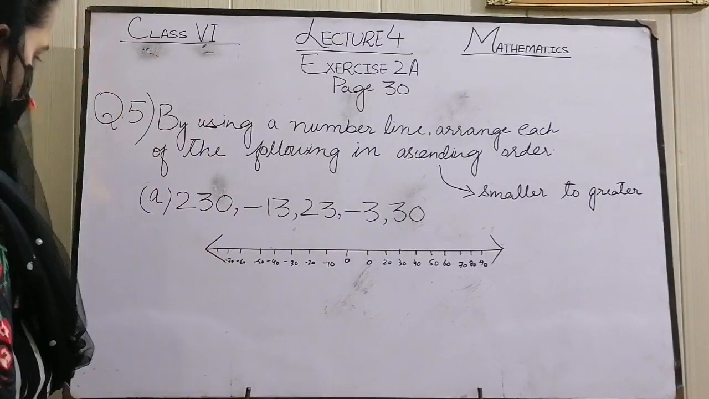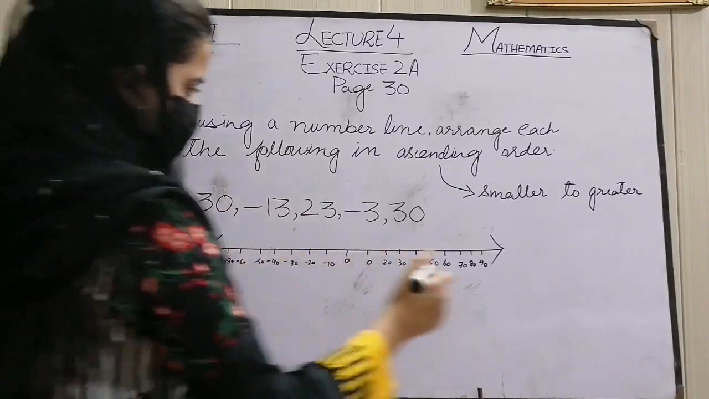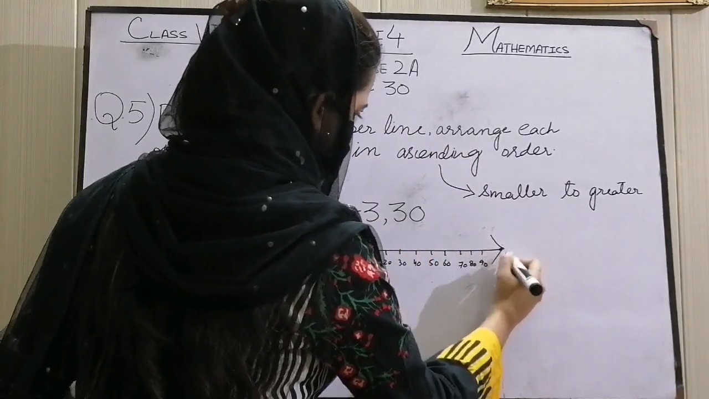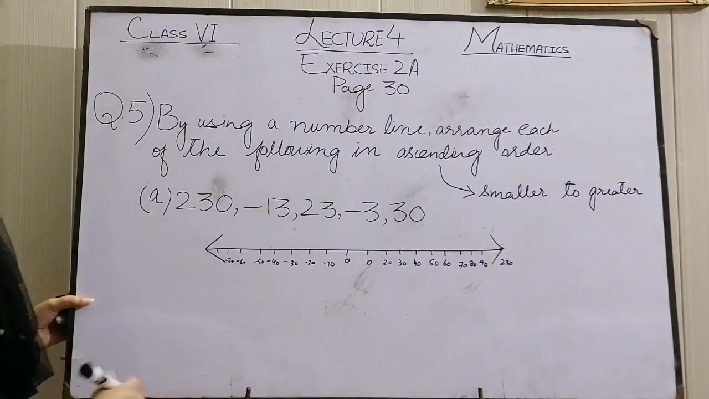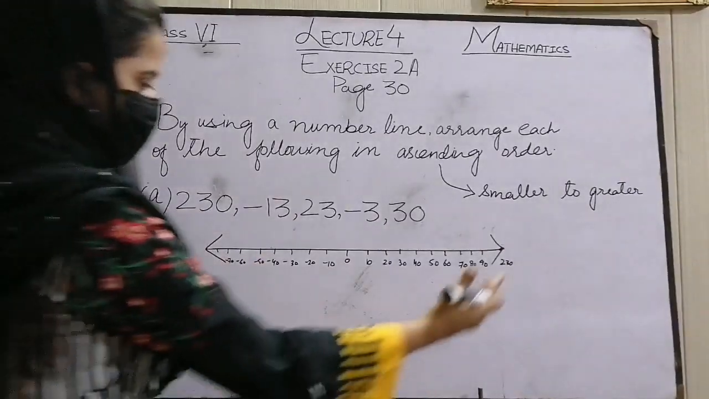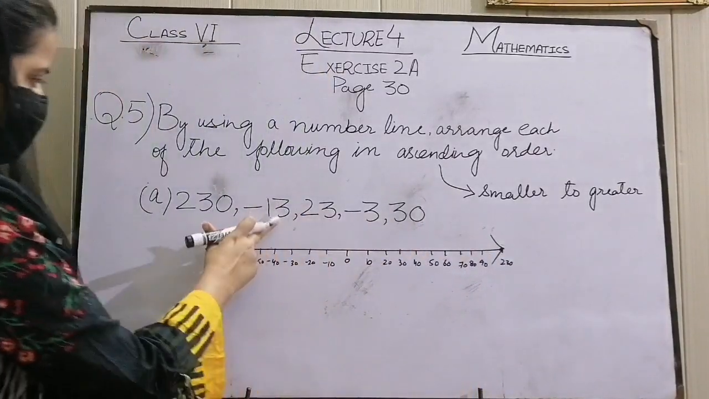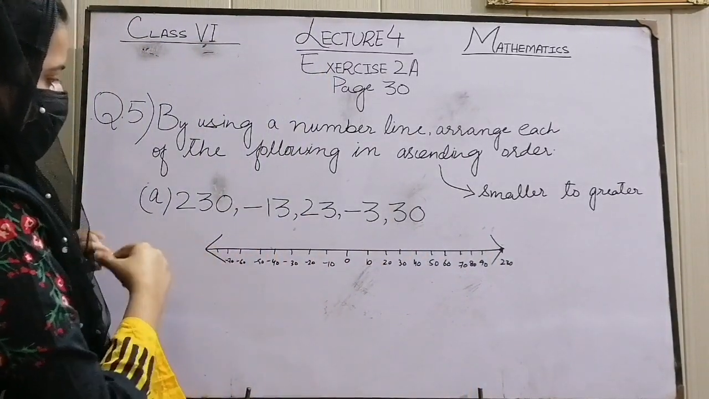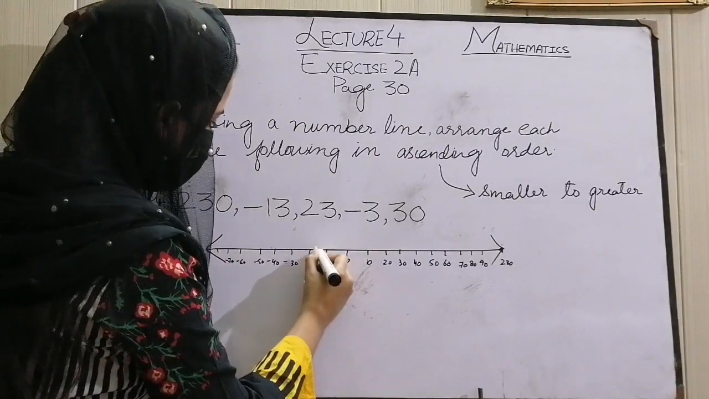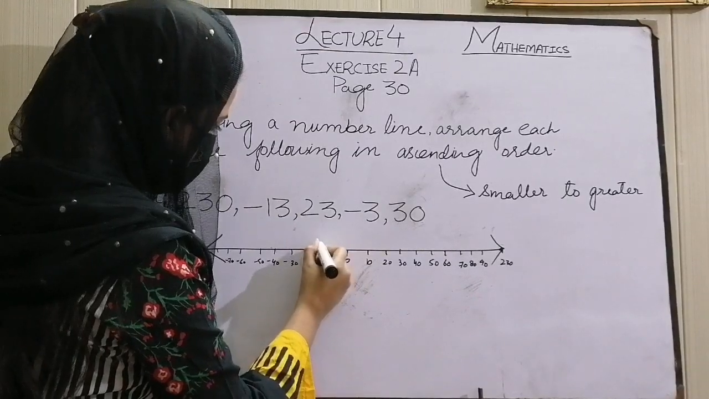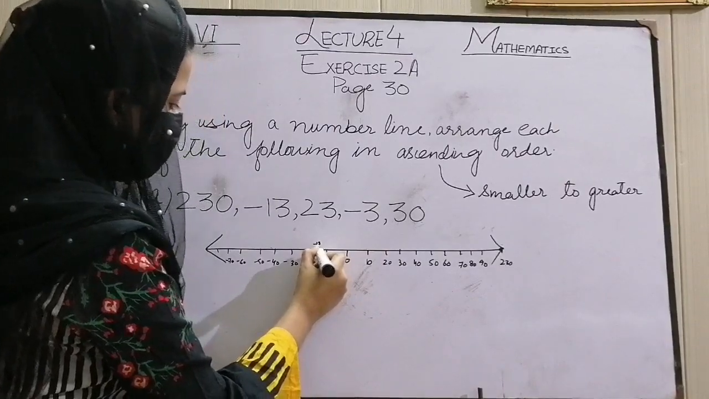We have drawn the number line. Our first number is 230. 230 is a bigger number, so maybe it is present on the end of the number line. So I have written it on the end of the number line. Next number is minus 13. As minus 13 is smaller than minus 10, it would be on the left side of minus 10. Somewhere here is minus 13. Draw a filled circle using your marker.